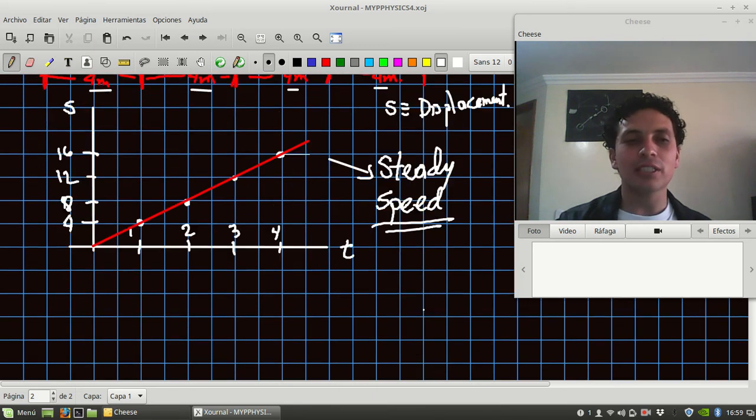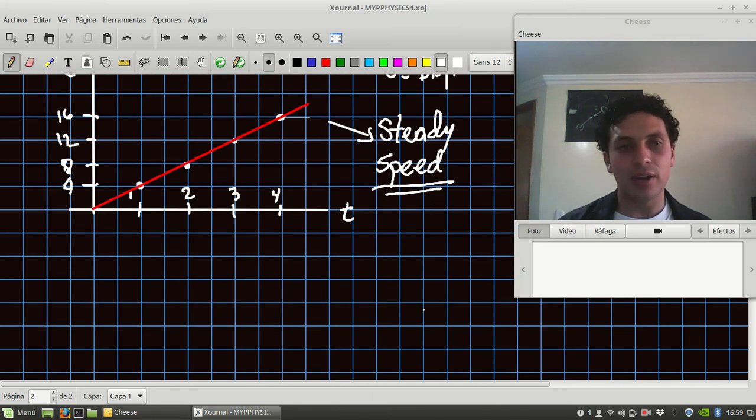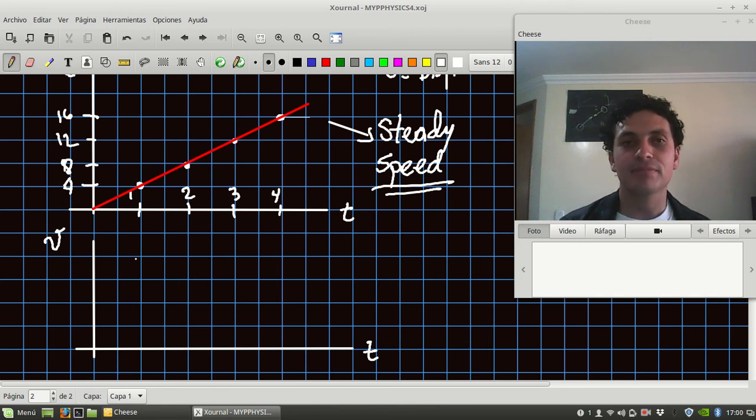So how do you think this graph is going to be, but if I want to use velocity and time? So instead of doing the graph of displacement versus time, I'm going to do the graph of velocity versus time. How do you think is going to be the graph?